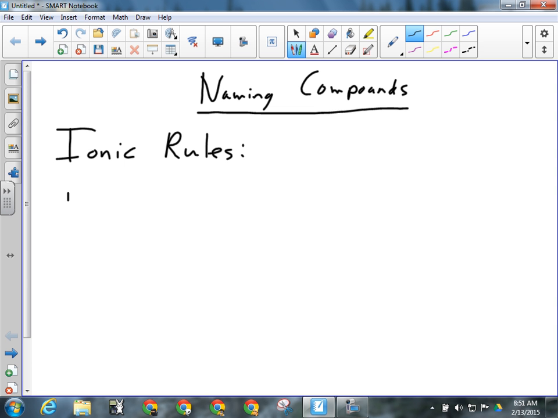The metal's name doesn't get changed. So we just write the metal's name. Let's say it's calcium, and it's not capitalized. And then we write the non-metal's name, and it ends in "ide." So we change the ending if it's a non-metal. If it's an element that's a non-metal, we change its ending to "ide." So we could have calcium, let's say chloride.